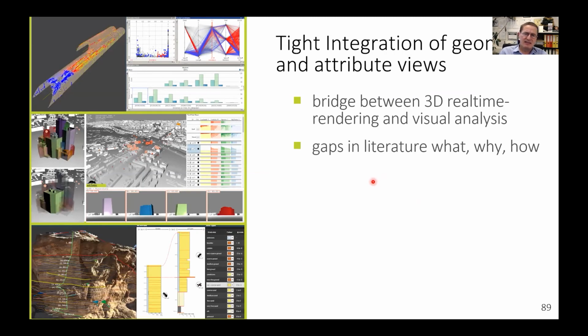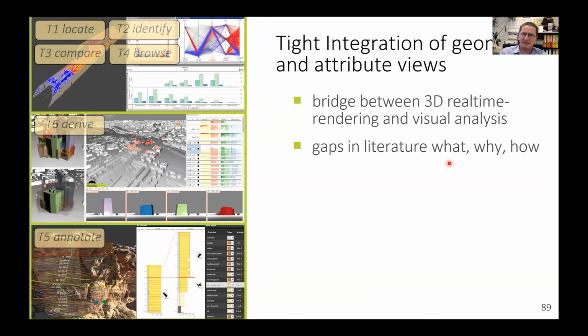So in total, what I have shown here is a tight integration of geometric and attribute views, where there's still a lot to be done to have a bridge between the real-time rendering and the visual analysis. And we have identified a few gaps in the data taxonomy, also in the task taxonomy. And in our use cases, we identified especially 6 tasks.